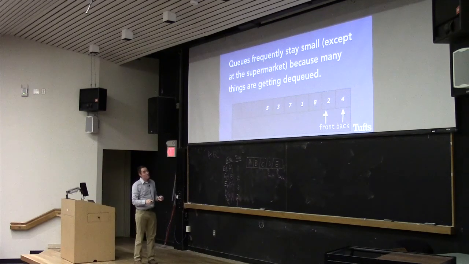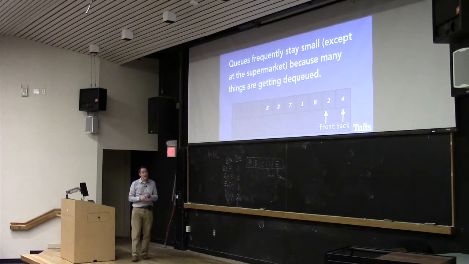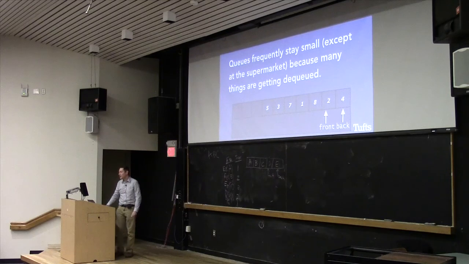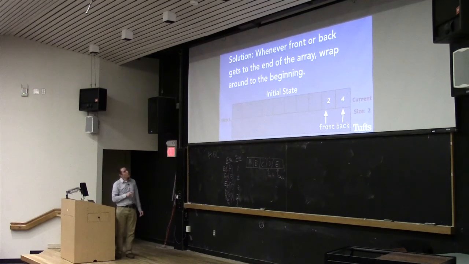Okay? So in this case, look at this. How many objects are in here? There's only 2 right here, right? There's this one and this one, and that's it. So we've got all that extra space. Here's what we can do. Whenever the front or back gets to the end, wrap around to the beginning. It's called a circular queue. And that's all that's going to happen.